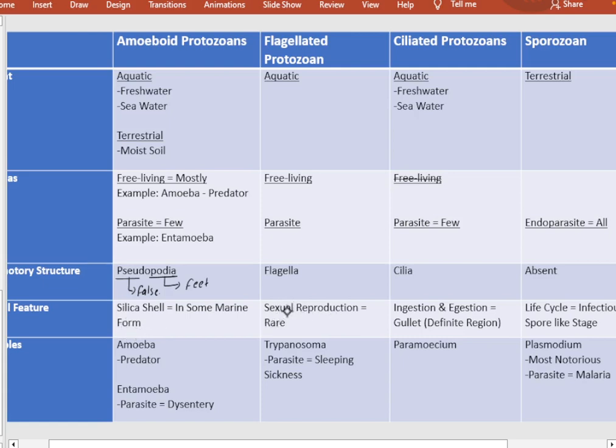In flagellated protozoans like Trypanosoma, sexual reproduction is very, very rare. This is a special feature. In ciliated protozoans like Paramecium, ingestion takes place through the gullet, a definite region. Cytosome and cytopharynx are in Euglena, from where ingestion happens. Here the gullet is the part.